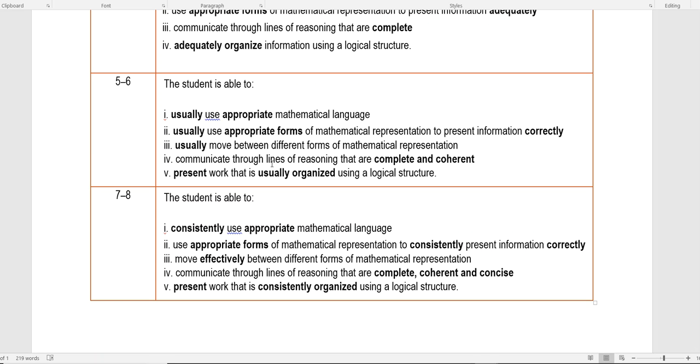Move effectively between different forms of mathematical representation. So I would be expecting to see written stuff in this one, your graphs, your tables, but you should be referring to your graph. If you're doing extrapolation, show that point. How do you label that? How do you make it clear that you are talking about that point on your graph? How do you show that you use that equation to give you that prediction? So that's what we're looking for, rather than block one after the other. We ought to have some sort of flow into it, and again, lines of reasoning that are complete, coherent and concise. That's a very important one, concise.